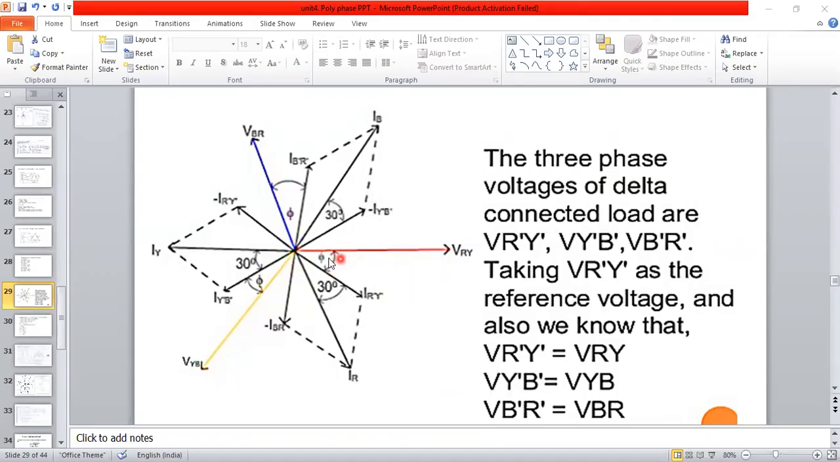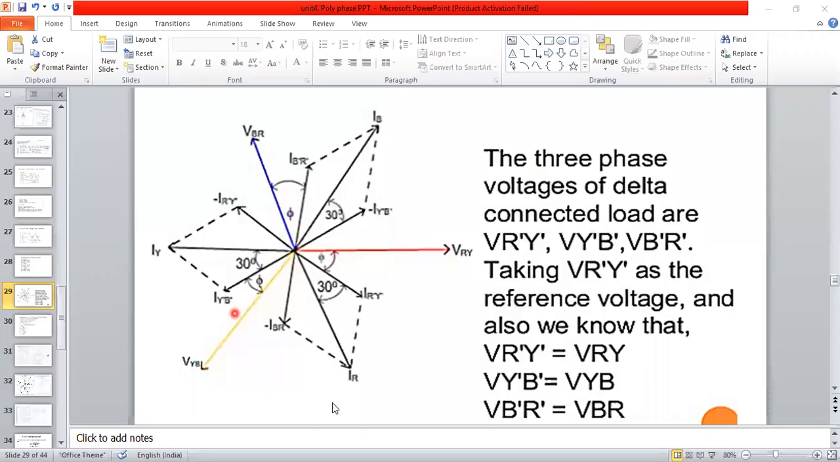We have drawn here VRY and IR'Y' here now. So this is voltage and this is current. Similarly, the other voltage, which is 120 degrees behind this voltage, 120 degrees will go back here now. VYB is there. After VRY, next VYB, this voltage you have to draw. Then the current which lags it, IY'B', is drawn here.